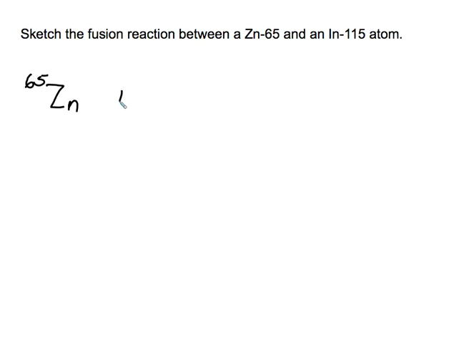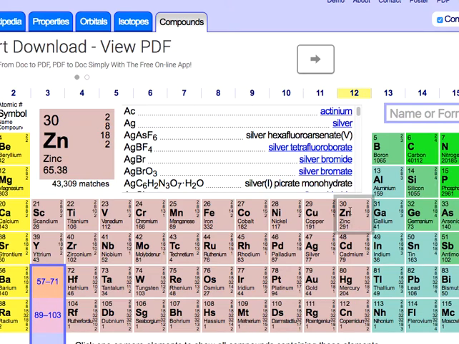I'll have to look that up in a second. Plus an indium 115, so an indium 115. All right, so now I'm going to click over to the periodic table. I'm going to figure out what zinc's number is. Okay, so zinc is number 30, and indium is number 49. So 30 for zinc, 49 for indium, because I'm looking for the atomic numbers.